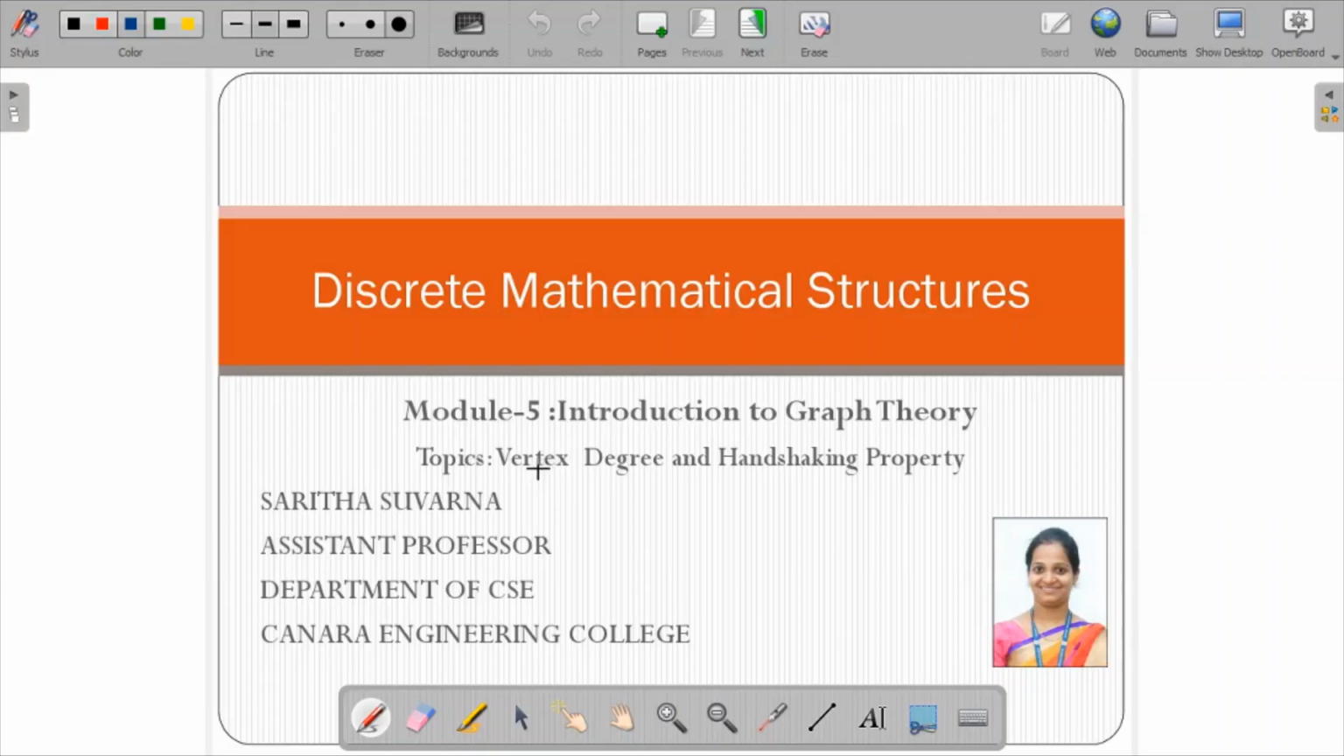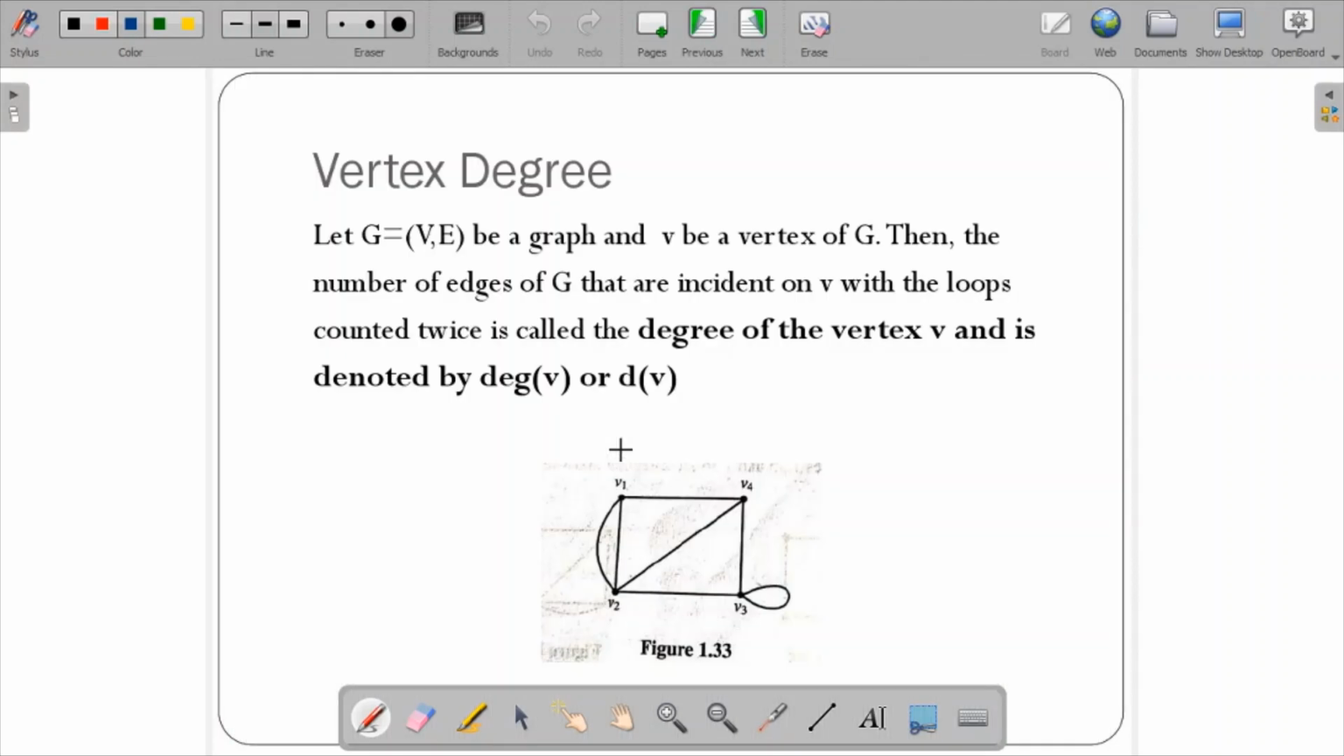Good morning, students. The next topic is based on the vertex degree and handshaking property in the introduction to graph theory. The definition of vertex degree is: let G equal (V, E), that is vertices together with edges, be a graph where V is the vertex set and E is the edge set of the graph. Then the number of edges of G.